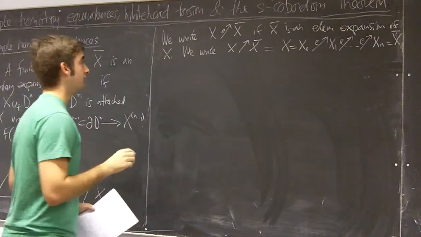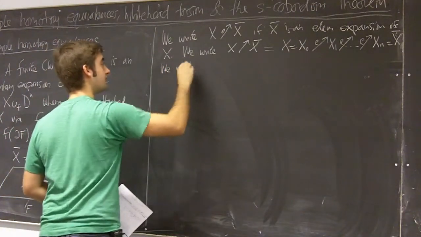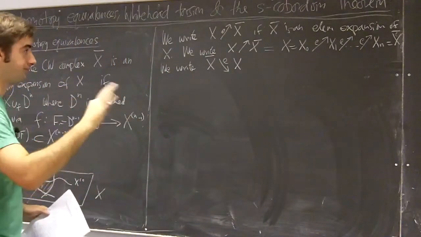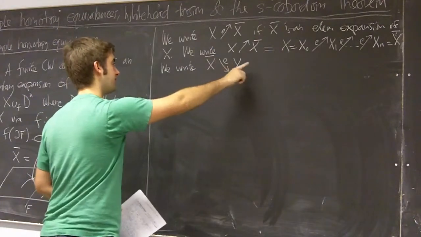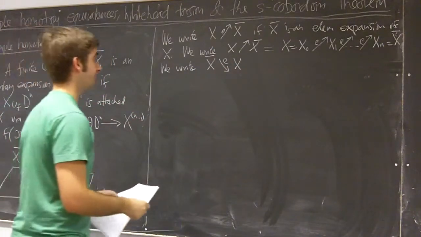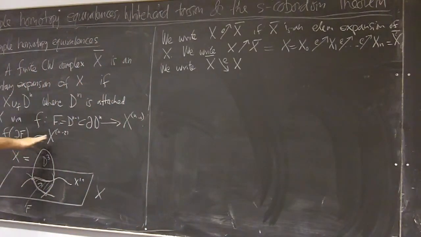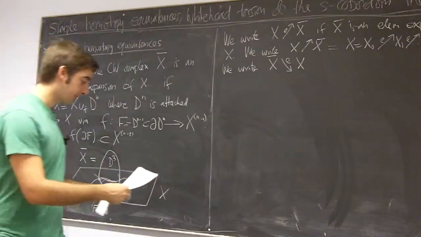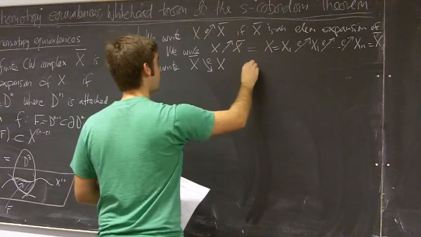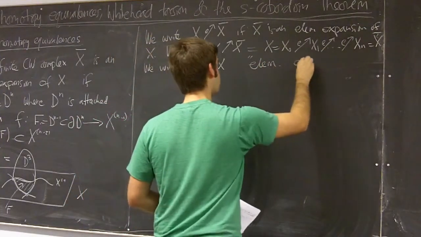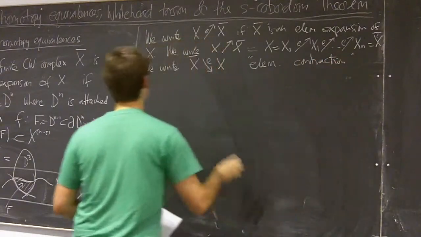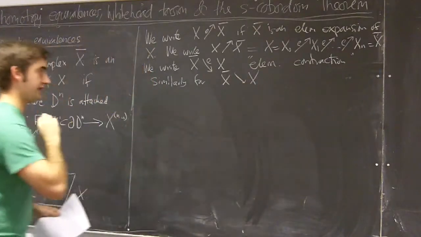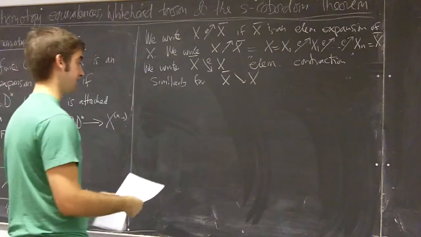And then similarly, we write this for the other relation, that if we can get X from X bar via elementary contraction. Well, what's an elementary contraction? It's the opposite of expanding. If we remove a disk that is attached in this particular way. So this is elementary contraction. And then similarly for this notation without the E, if we do several contractions and we get X at the end.